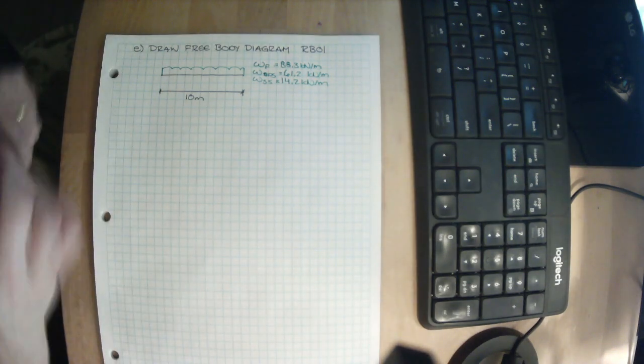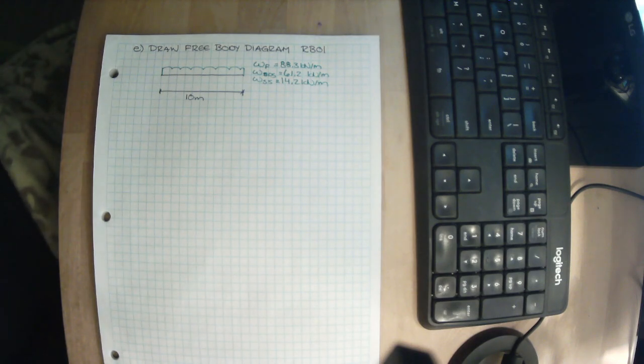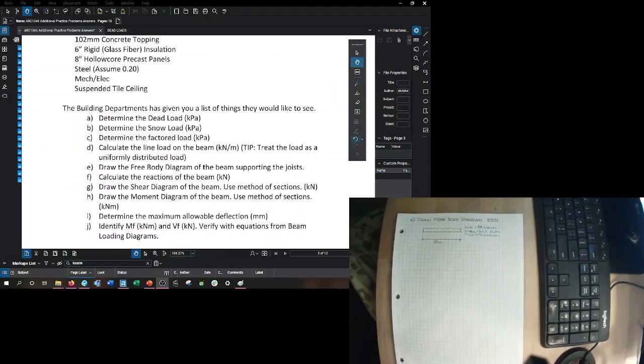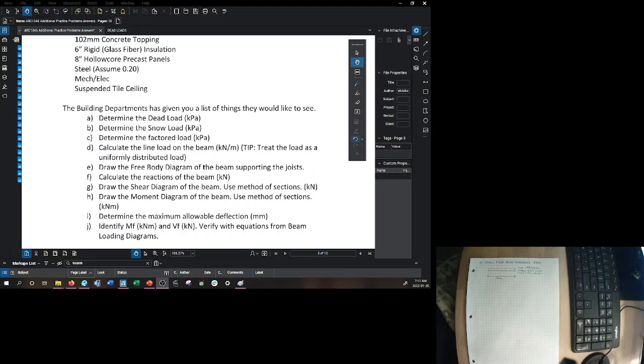We know that most beams are simply supported. When we looked at that drawing, let me just sneeze again.